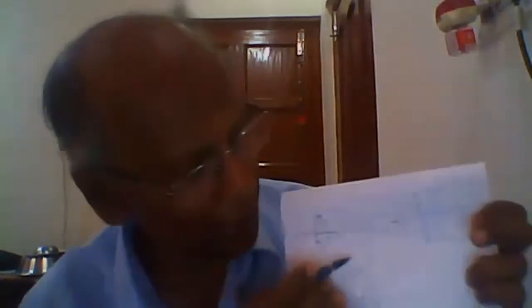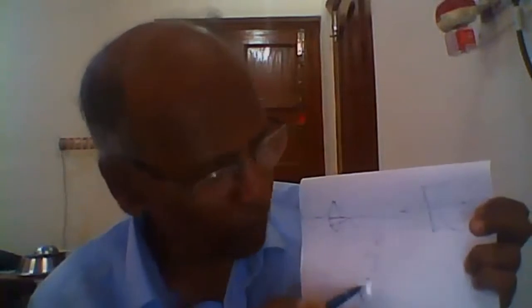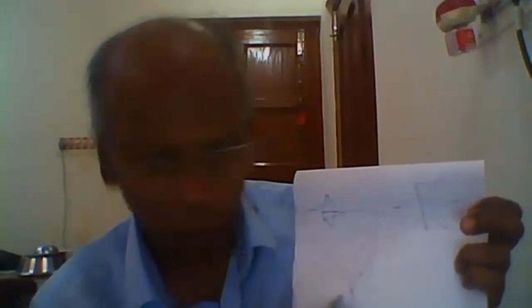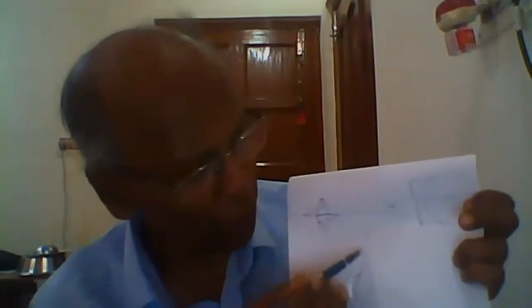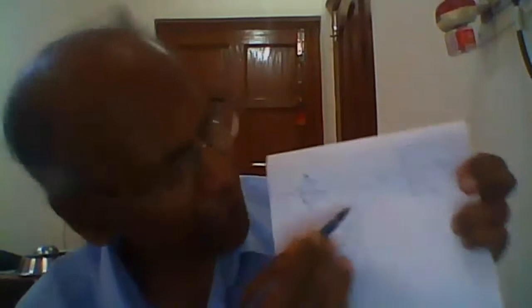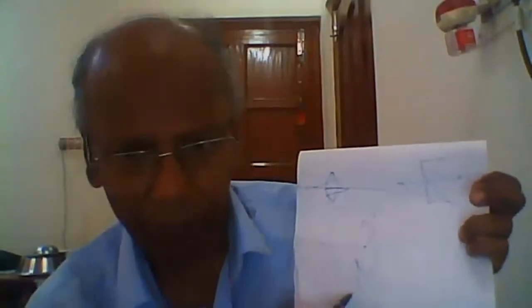Suppose a light ray is incident on any refracting surface of a convex lens. After two refractions, air to glass bending towards the normal and glass to air bending away from the normal, this is the emergent ray. So this is the incident ray, the refracted ray within the lens, and the emergent ray.